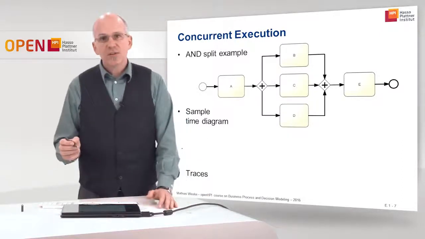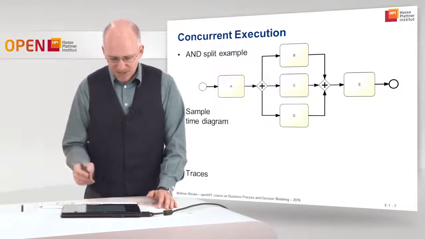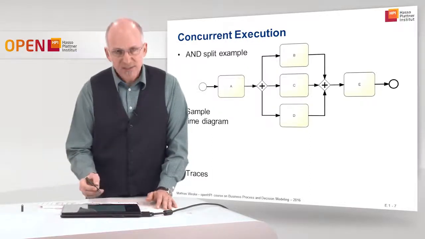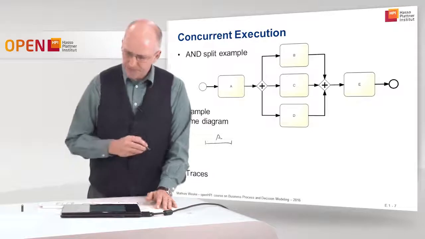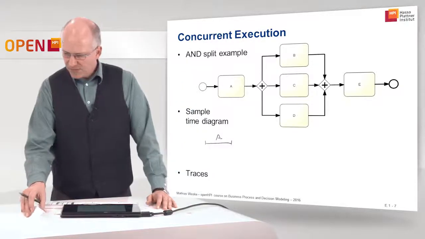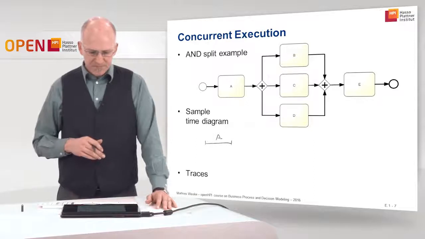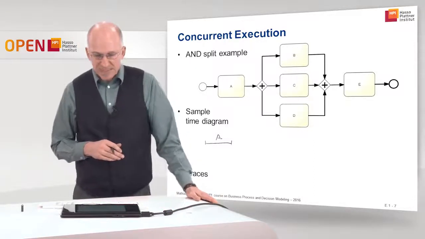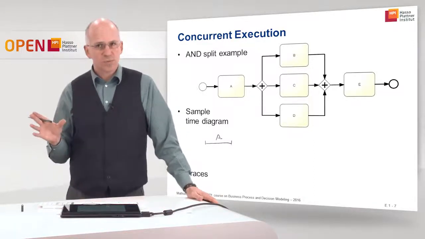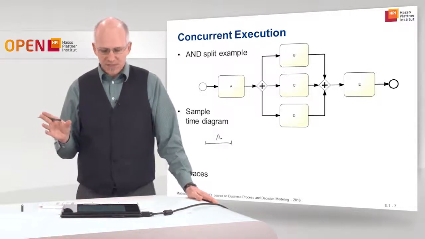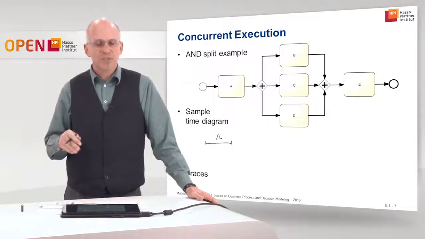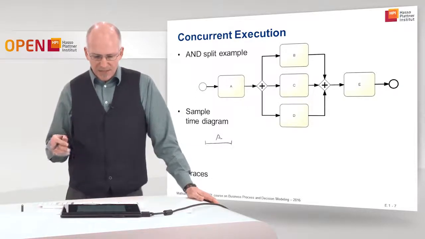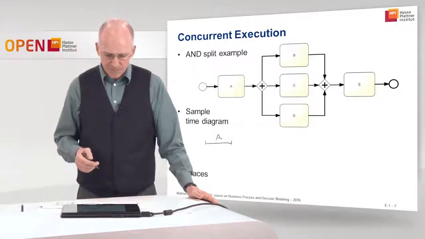All right, so each time diagram starts with executing activity A, since this is the first activity that is executed for this process model. That's activity A. All right. So after activity A is executed, what can happen? B, C, and D, all three are executed for each process instance. When we have an AND split, all outgoing sequence flows are signaled. So in any case, B, C, and D can be executed.